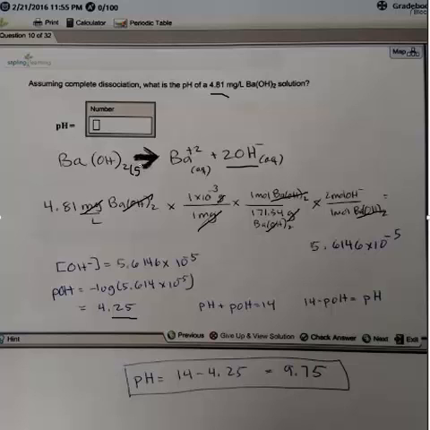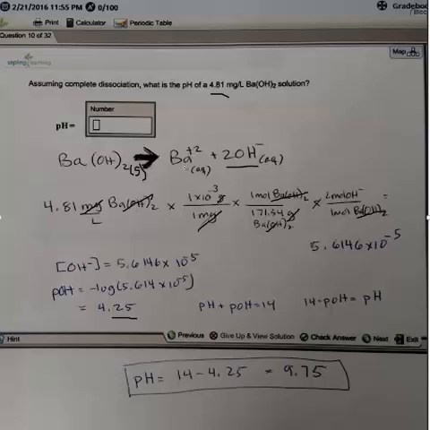solid state there. All ionic compounds are solid at room temperature. When barium hydroxide dissolves, and again we're assuming complete dissociation, we form the barium cation and 2 moles of hydroxide per mole of barium hydroxide. And so this is what is going to impact the pH.